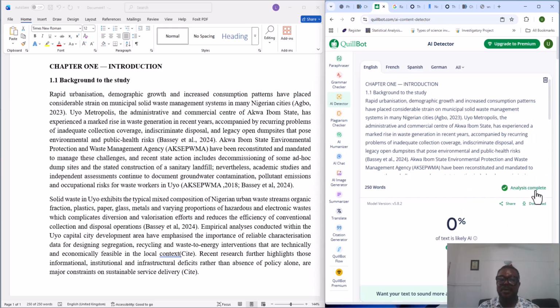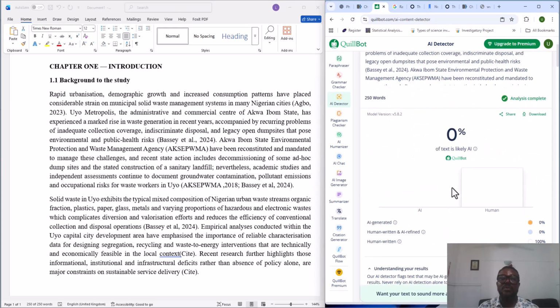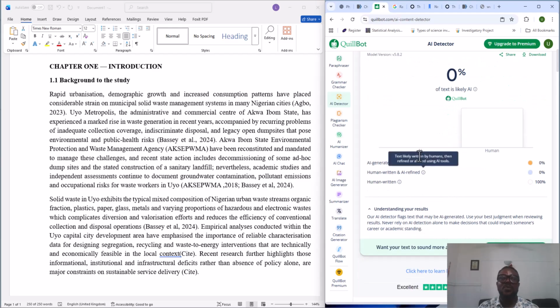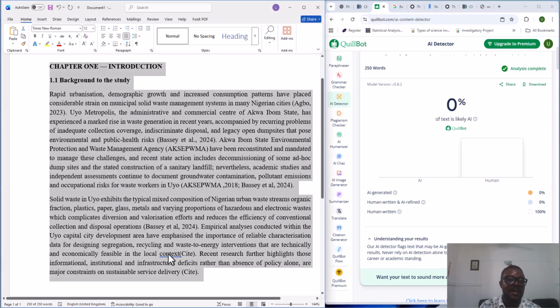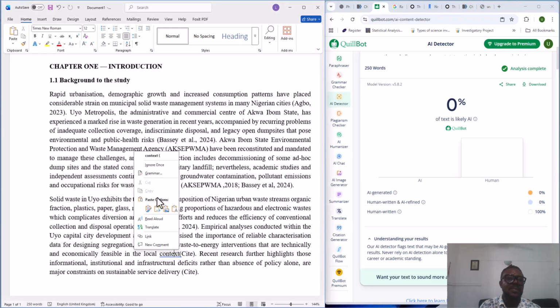If I have 100%, I'm good. So there is no way this work will go wrong. So I've given you a 250 word background to the study that is humanly written, and if I were to do it without wasting time teaching you, I would have done this in less than 10 minutes.